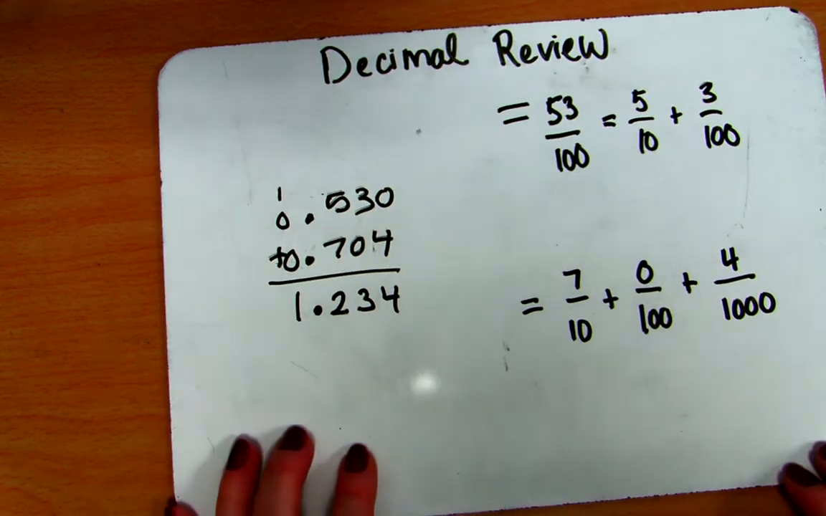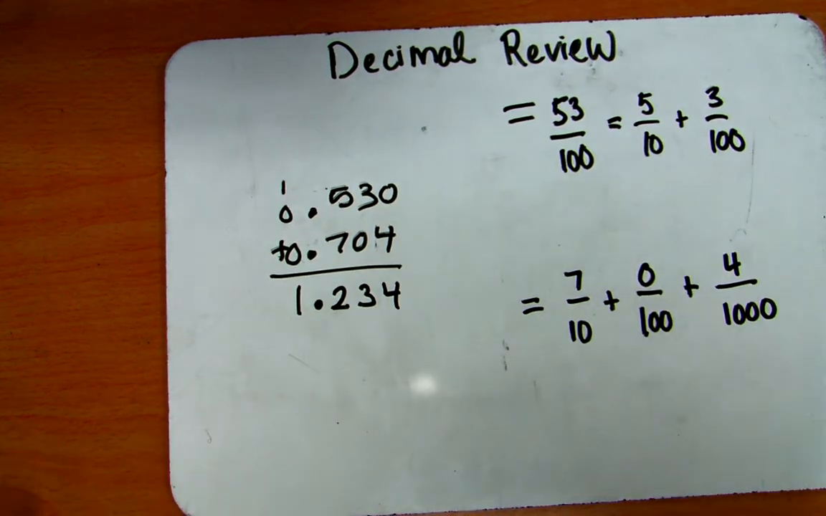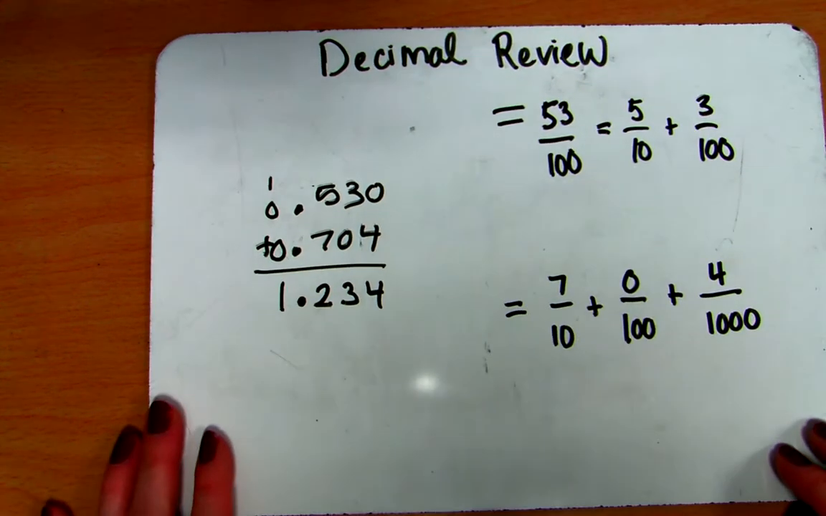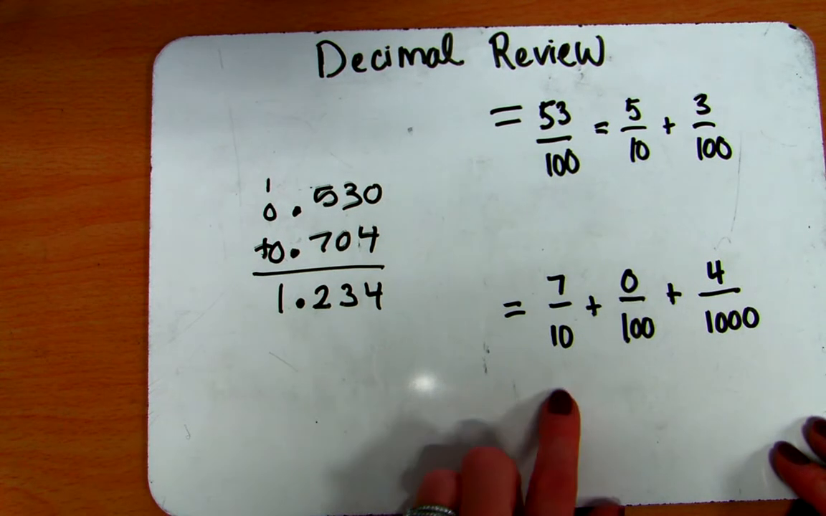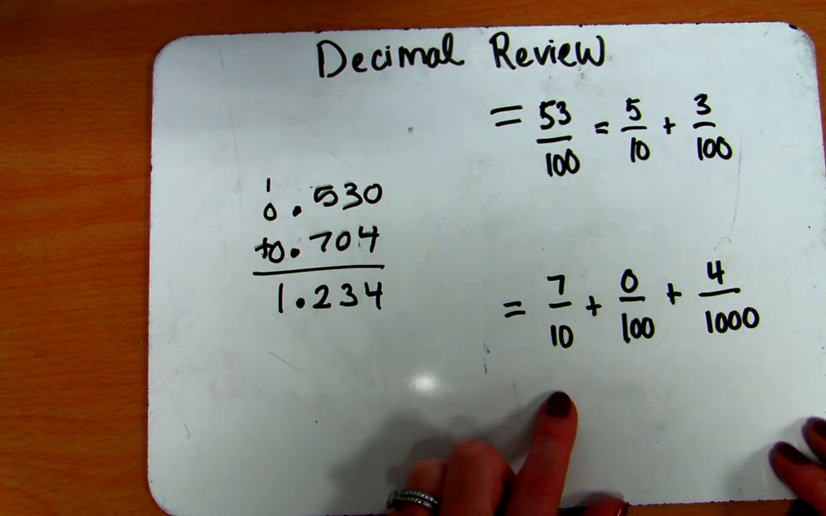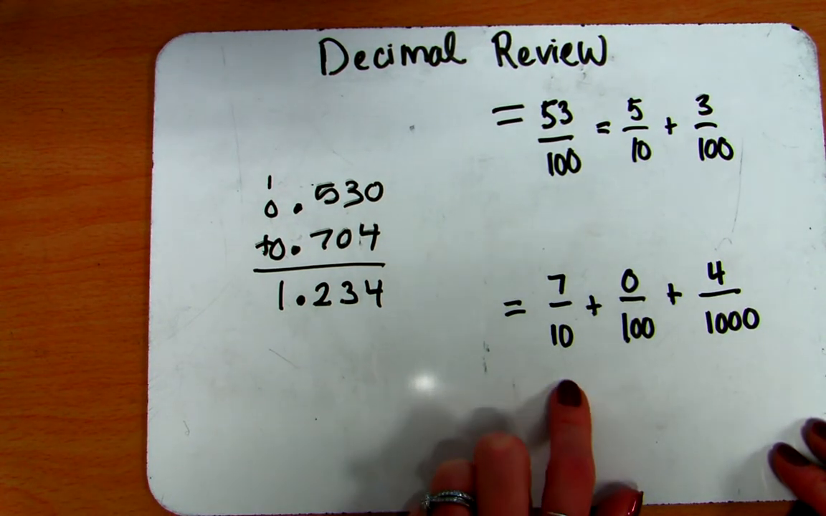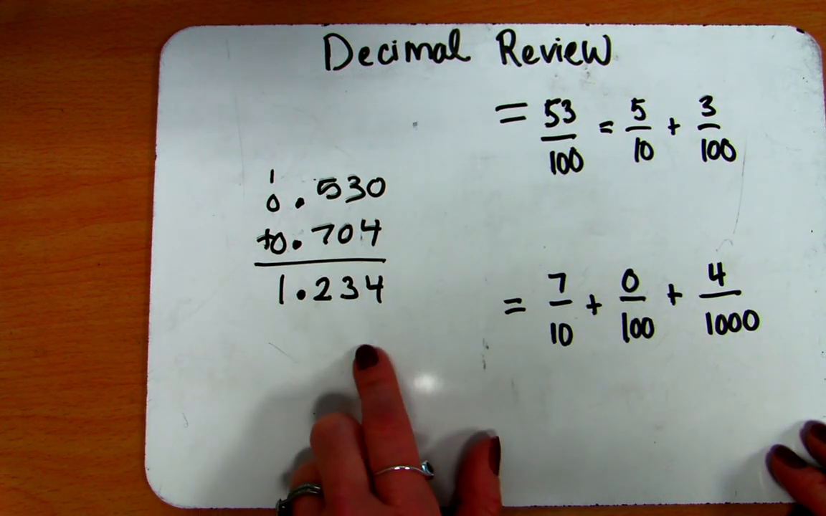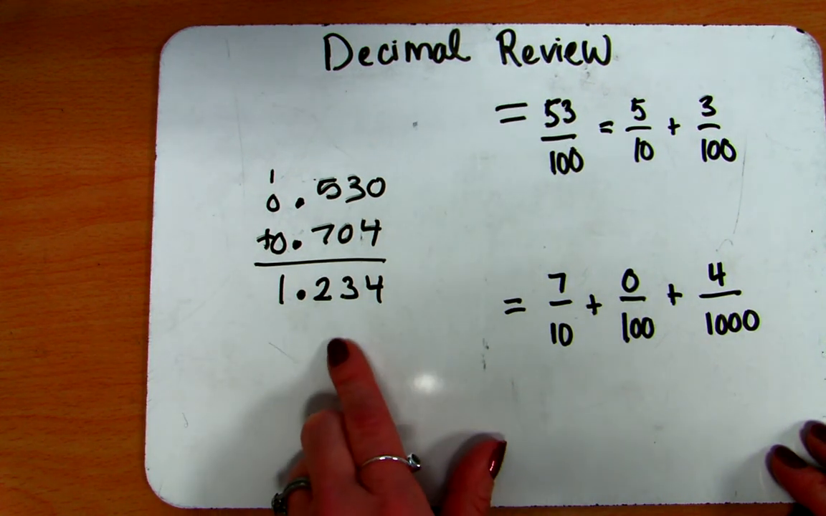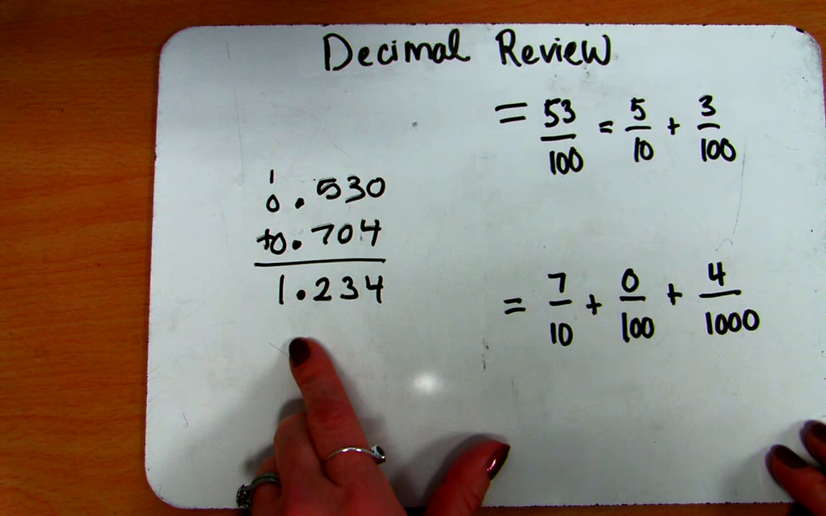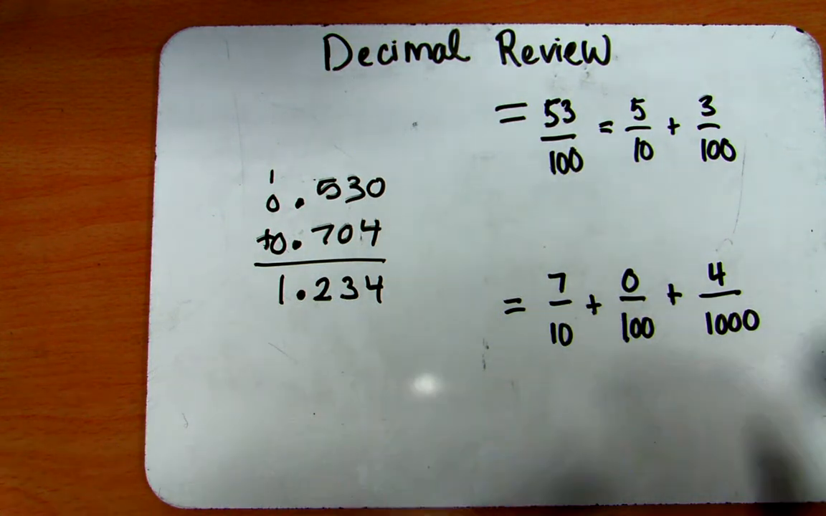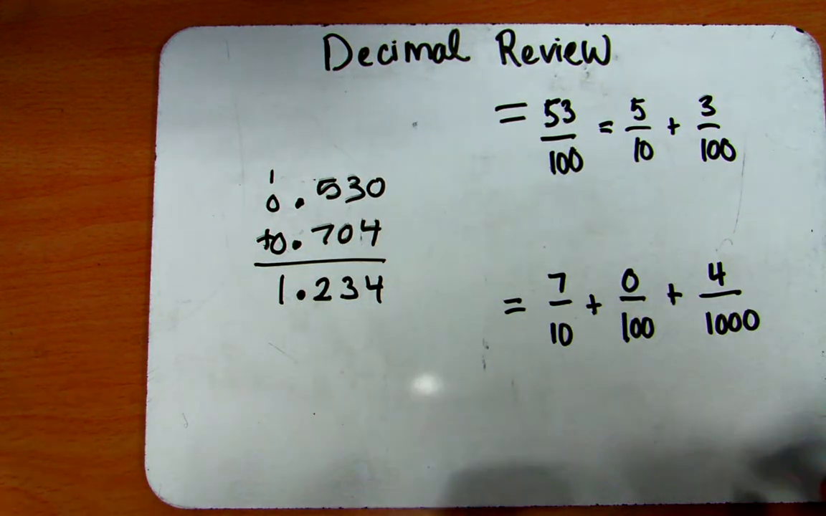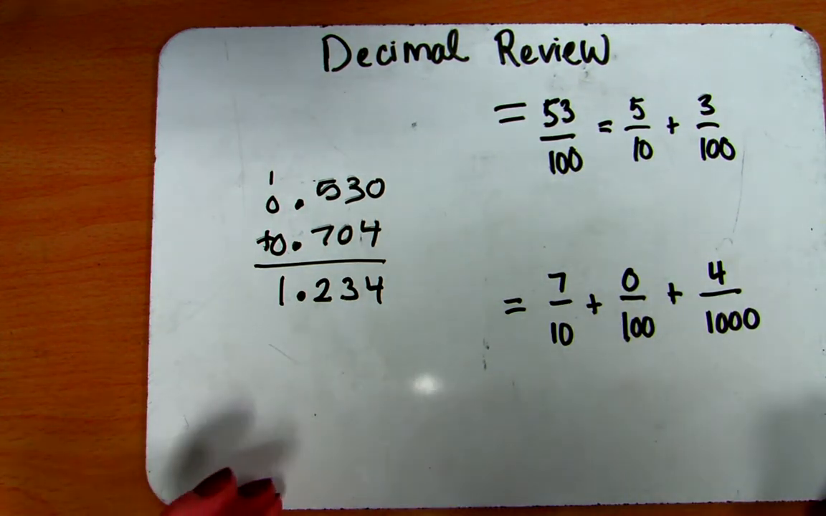So I get 1.234. Oh, how cool is that? I didn't even plan that. 1.234. So let's look at why we need to line up the decimal points. We need to line up the decimal points because we need to add the thousandths to the thousandths, the hundredths to the hundredths, the tenths to the tenths, the wholes to the wholes. If we don't line those up, the wrong size pieces are getting added to the other wrong size pieces, right?